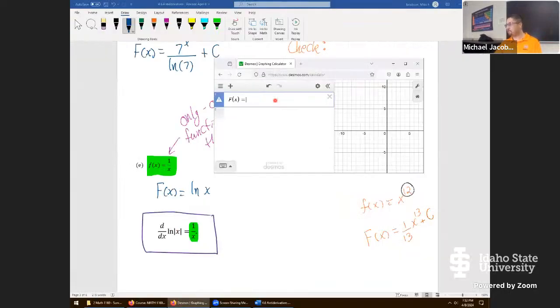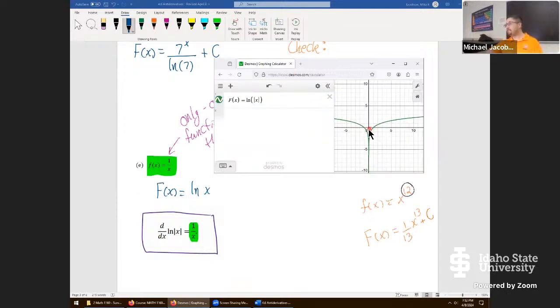Maximizing the screen was not an attempt to fix it. Natural log of the absolute value of x, there it goes. It just was picky with that one. We've duplicated the domain. The only exceptional value is still 0. You can't plug that in. But now negative values work, and that could be important to your problem, as well as positive values.